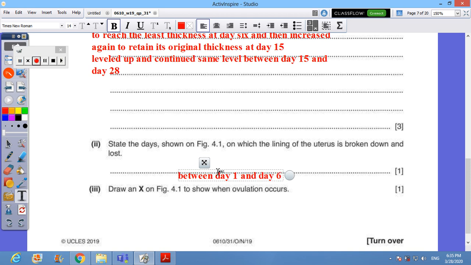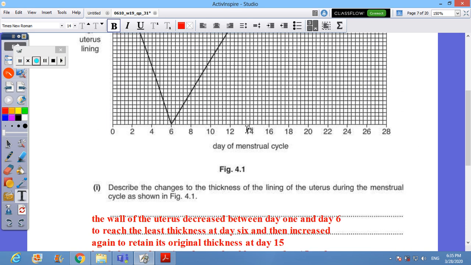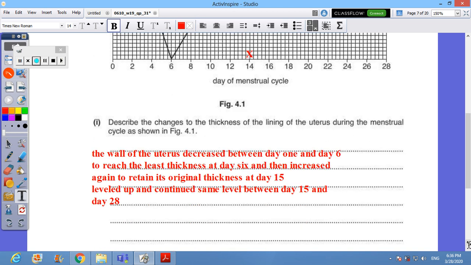This is correct. Draw an X on the figure, and whenever you are asked for putting some sign on the figure, you should put it on the figure. You should make it clear. He asked for an X, so you cannot draw a Y or Z. When ovulation occurs, you know that ovulation occurs on day 14 of this cycle. So on day 14, I will draw an X right here. Ovulation usually occurs on the 14th day.